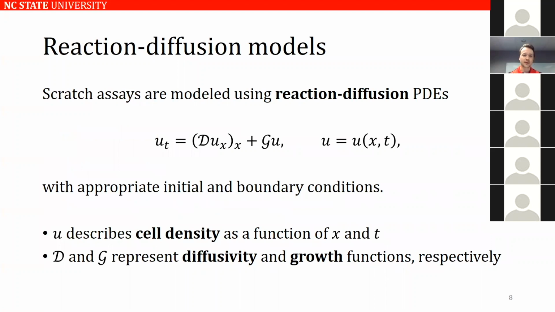This is done generally using reaction-diffusion models. In this example, for a cell density u, which is a function of x and t, reaction-diffusion models describe its time evolution in two parts. There's a diffusion term and a reaction term. The diffusion term is the first one, (D(u) u_x)_x, where D is a diffusivity function, and the reaction term describes proliferation or cell growth with growth function G.